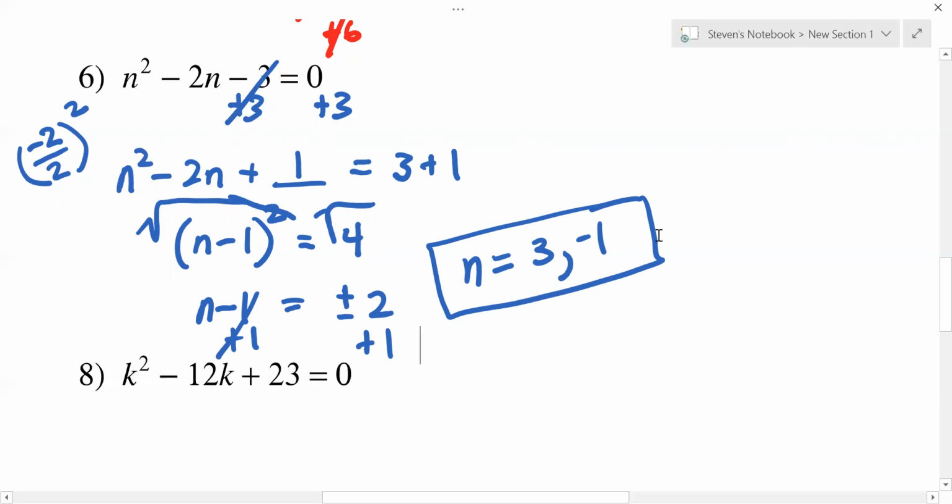All right, so you guys can finish up the rest on your own. Hopefully that gives you a better understanding, and that really helps you with solving quadratics by completing the square.